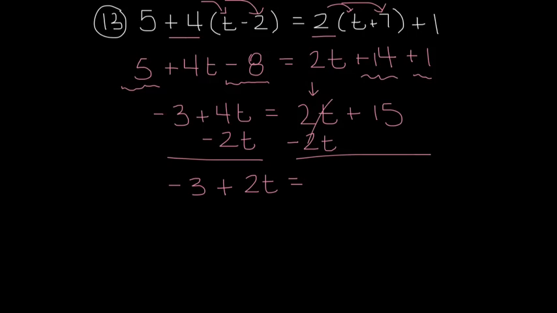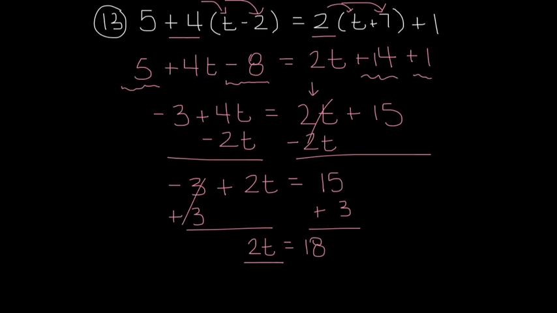Equals, my 2t's cancel, and I get positive 15. Now, since that's a negative 3, I can add 3 to both sides. My 3's cancel, so I get 2t equals 18. Divide both sides by 2, and I get that t equals 9.